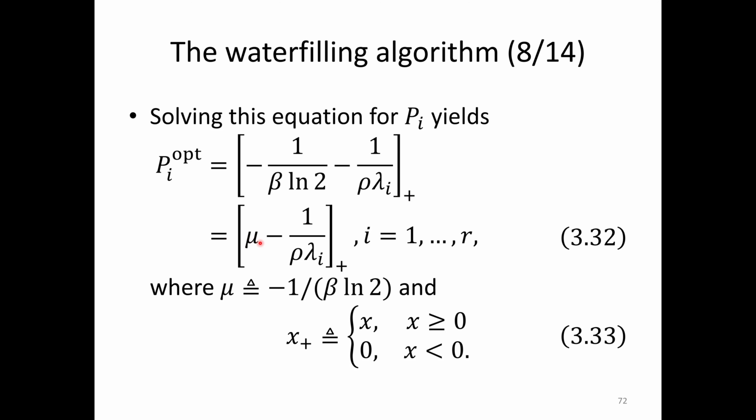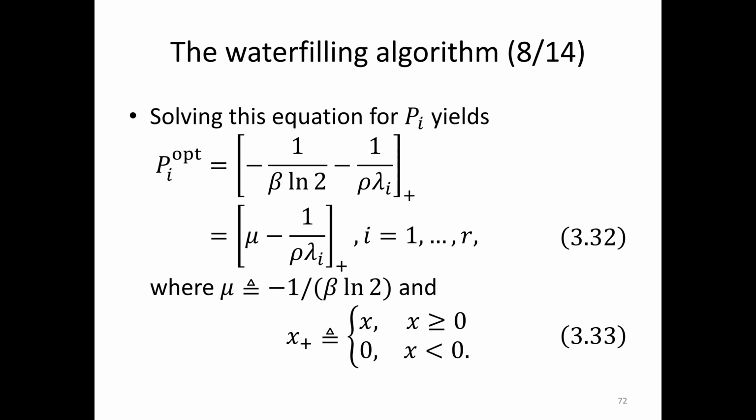It is equal to mu minus 1 over rho times lambda i, plus, where i is equal to 1 to R, where mu is defined as minus 1 over beta times natural log 2, and x plus is defined as x if x is greater than or equal to 0, and x plus is defined as 0 if x is smaller than 0. Let us see how to derive equation 3.32.